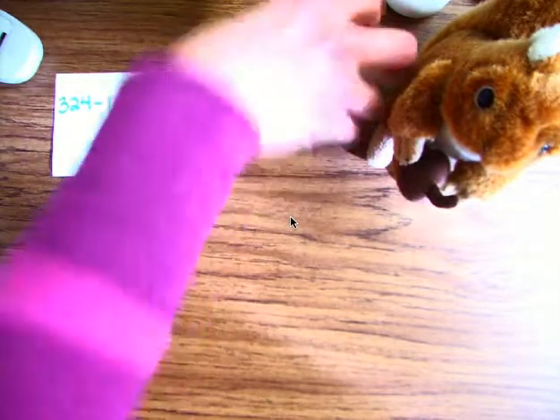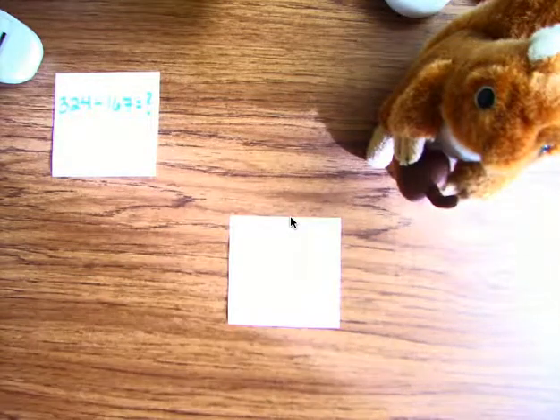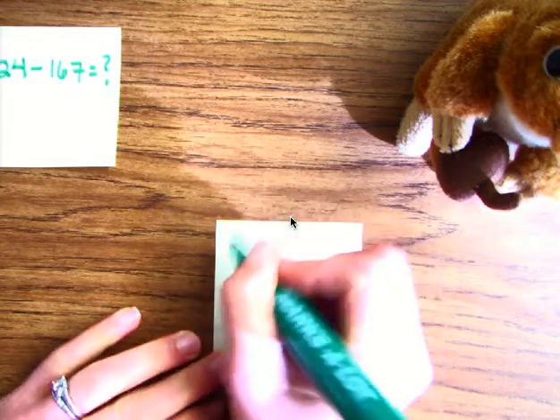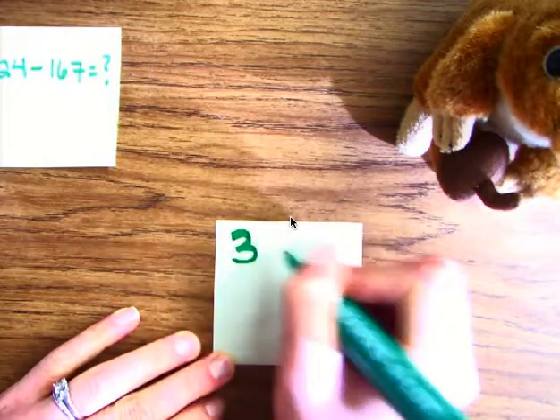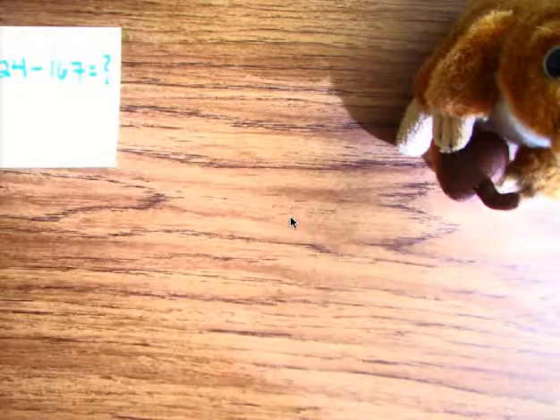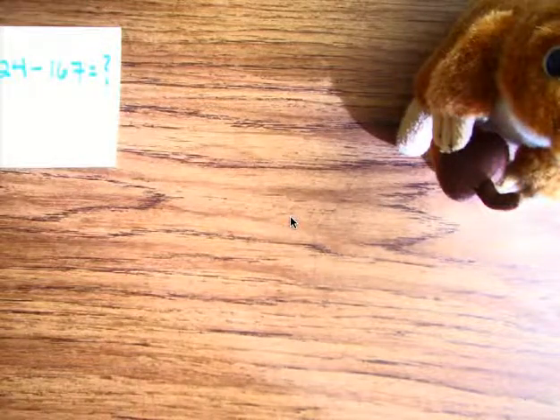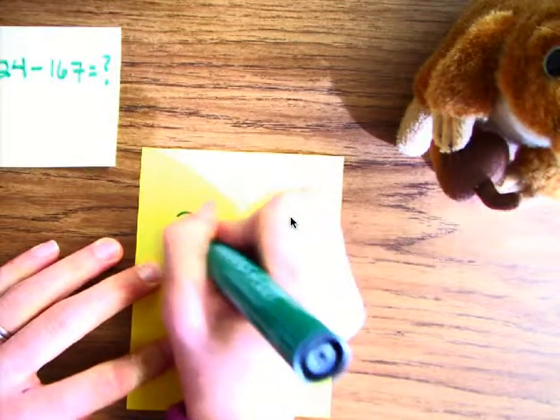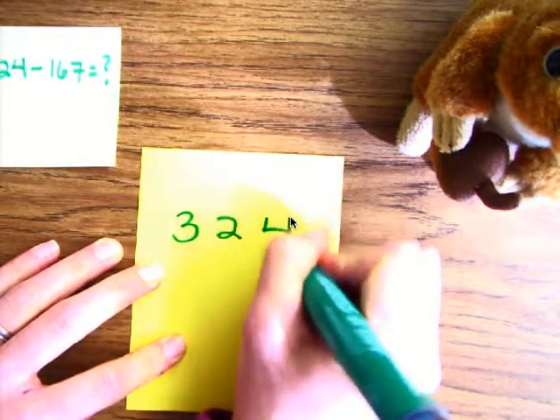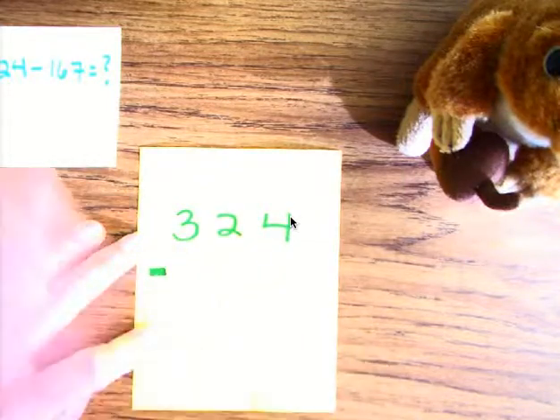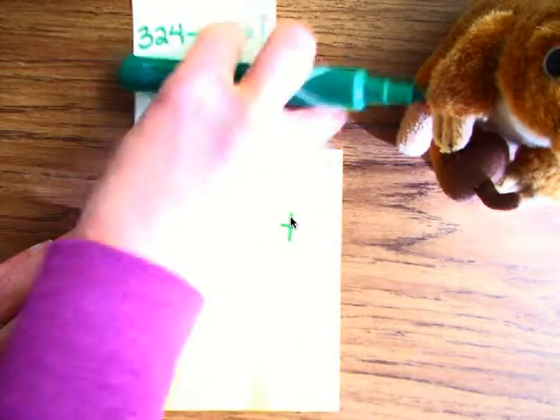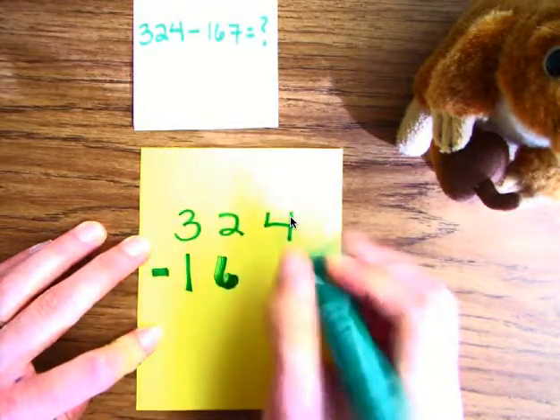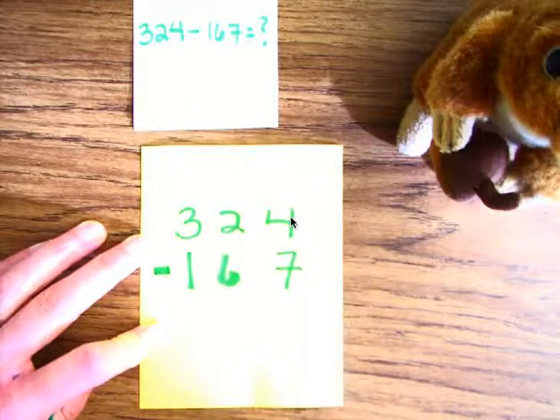So on a piece of paper, I am going to keep track of my digits. I'm going to write down, and you can do this too if you want to follow along, 324, because we always put the bigger number on top. I'm going to grab a new Post-it note so this makes more sense to you. 324, minus 167. So we're going to keep the bigger number on top and the smaller number on the bottom. Notice how I'm lining up my numbers, the hundreds in the hundreds spot, the tens in the tens spot, and the ones in the ones spot.